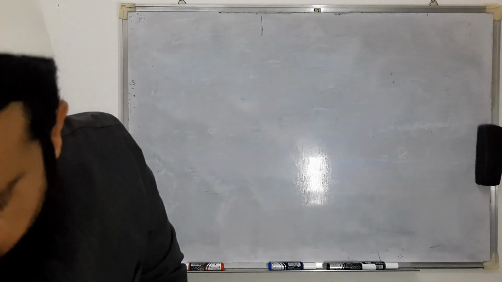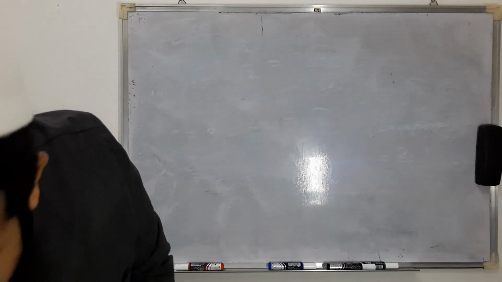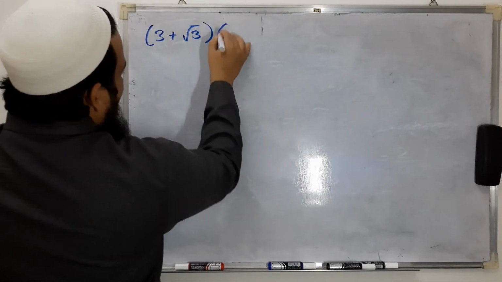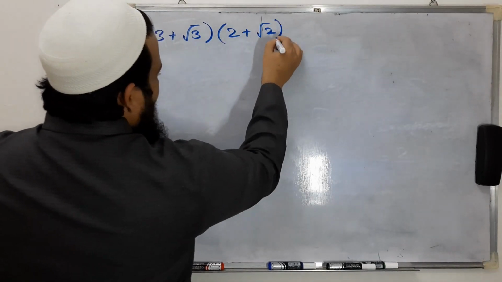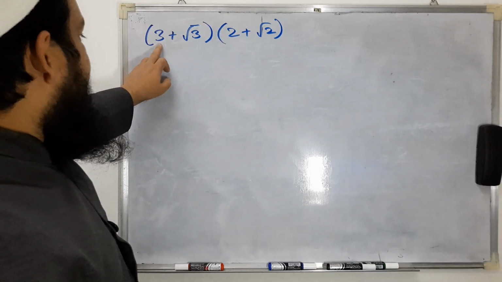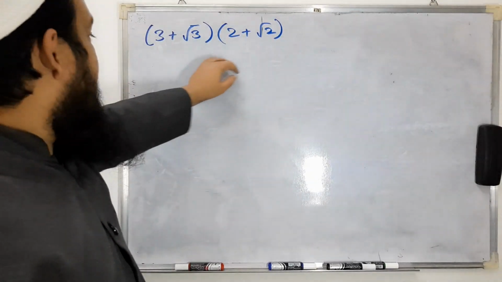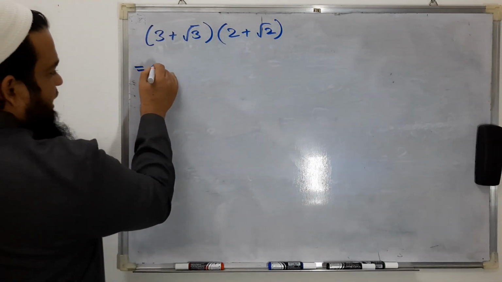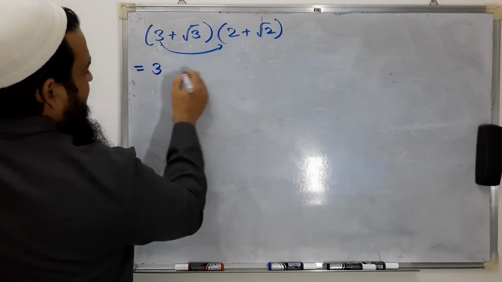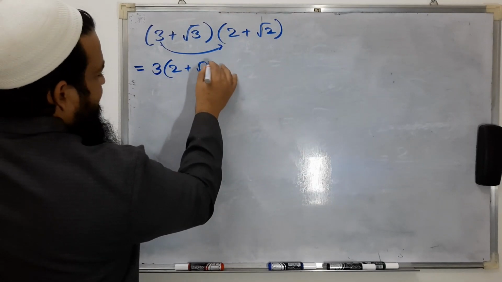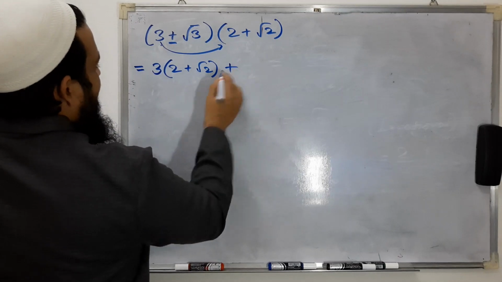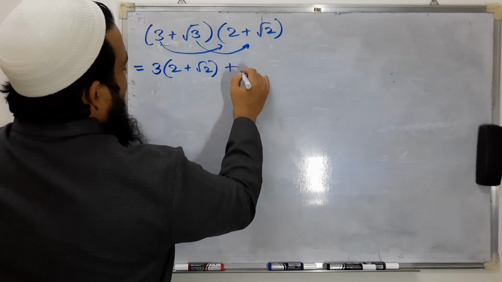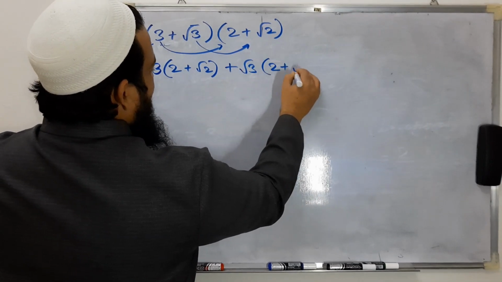The second question states, simplify each of the following expressions. The first one given is (3 + √3)(2 + √2). So it's very simple. You have to distribute the first term to the second expression, and after that the second term to the second expression. Now let us go for that. Already you know that 3 you distribute to this 2 + √2, and here you have plus, and √3 you are going to distribute to the whole, so √3 times (2 + √2).